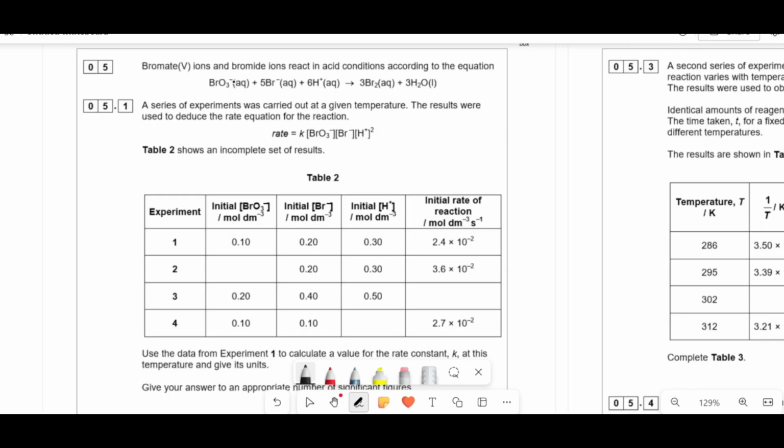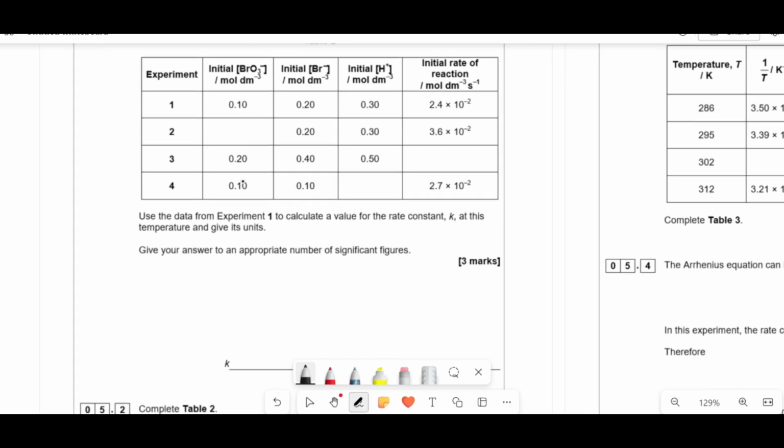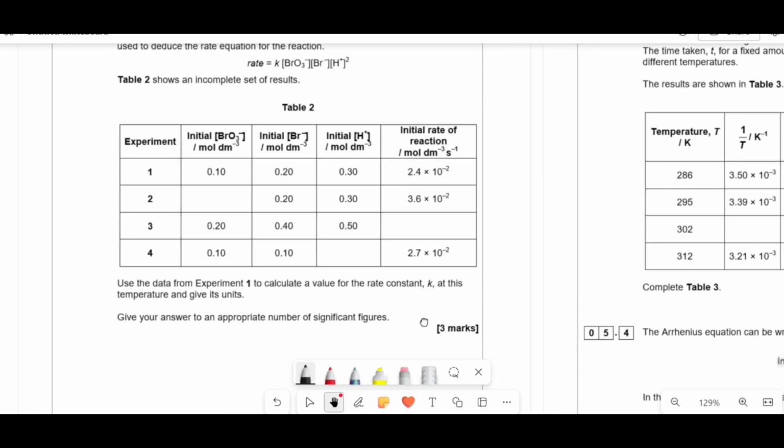There you go. So here it says bromate ions and bromide ions react in acidic conditions. A series of experiments are given at a temperature, and they've got this rate equation. Here's some incomplete data. Use the data from experiment 1 to calculate the value of the rate constant K, and then give your answer to the appropriate significant figures.